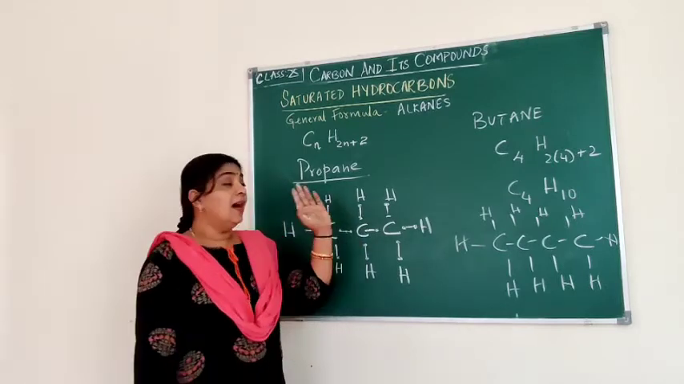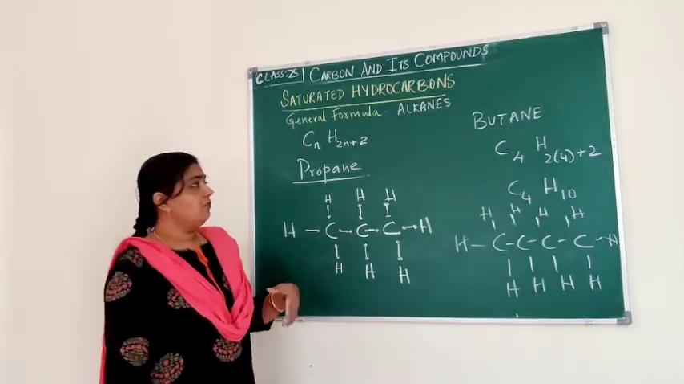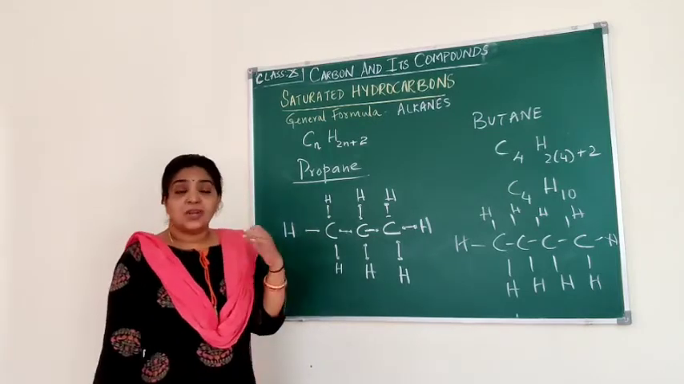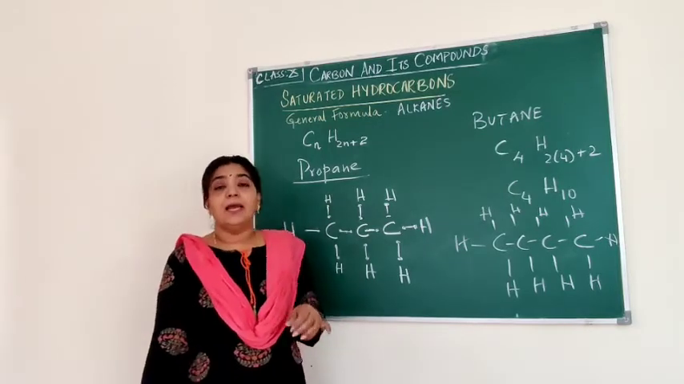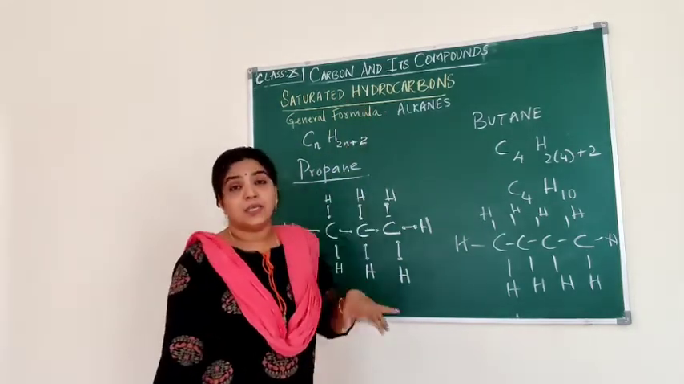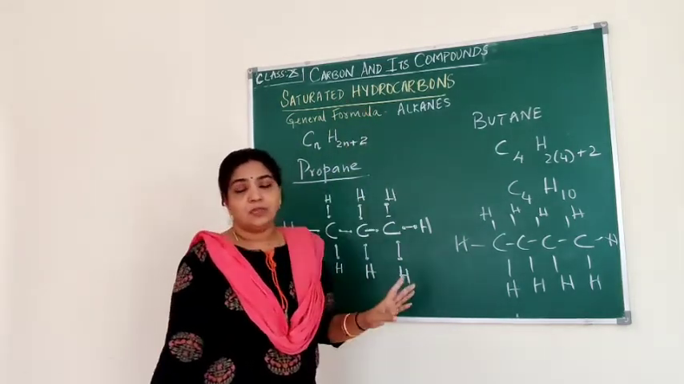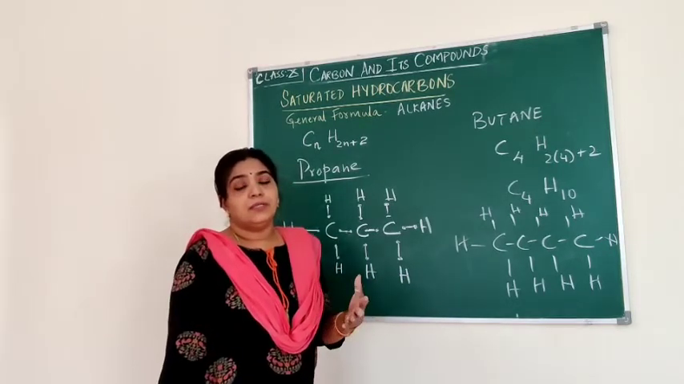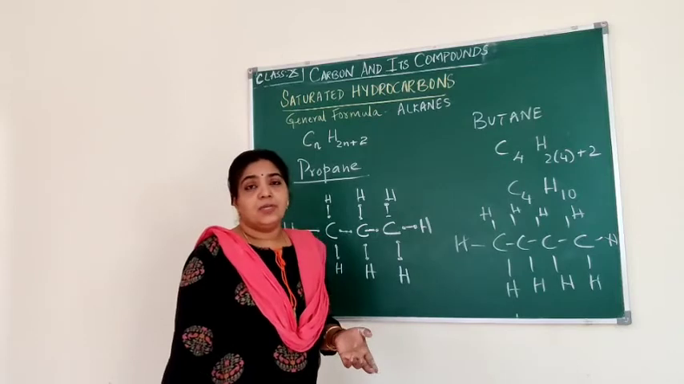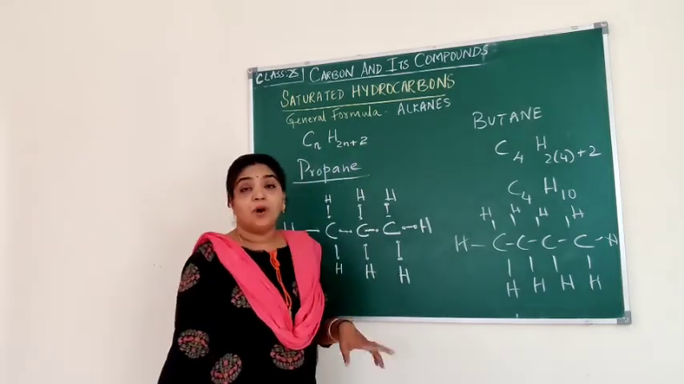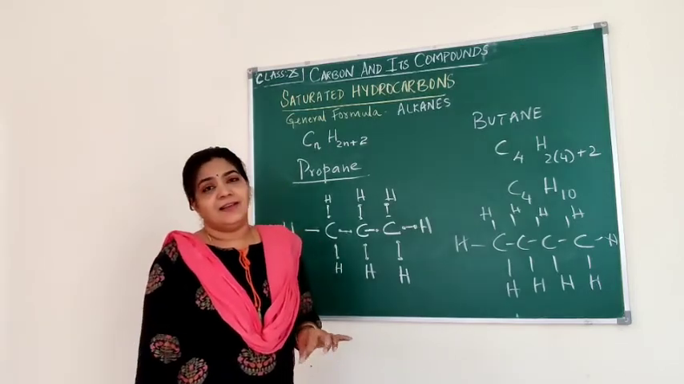This is for alkanes. So let us see for alkenes. How to write the structure for alkenes and alkynes. That is under unsaturated hydrocarbons. Saturated hydrocarbons you have understood. Now let us learn how to write the structure for unsaturated hydrocarbons, that is alkene and alkyne, and what is the general formula for alkenes and alkynes.